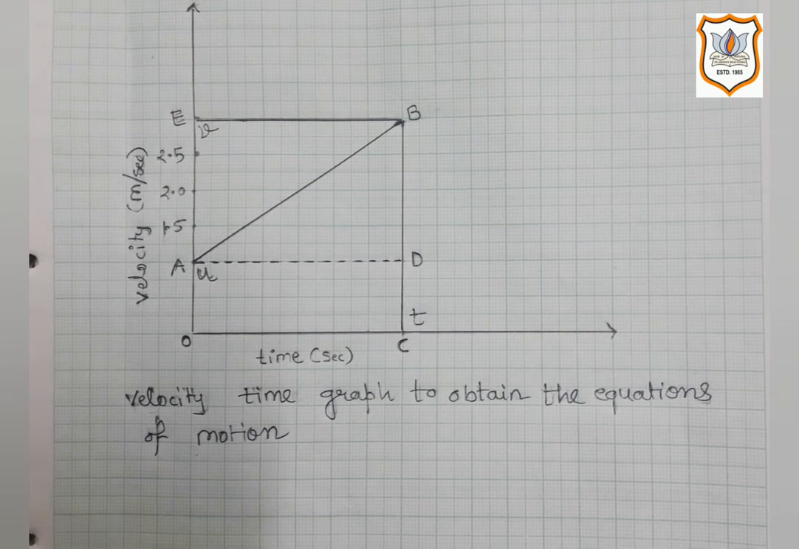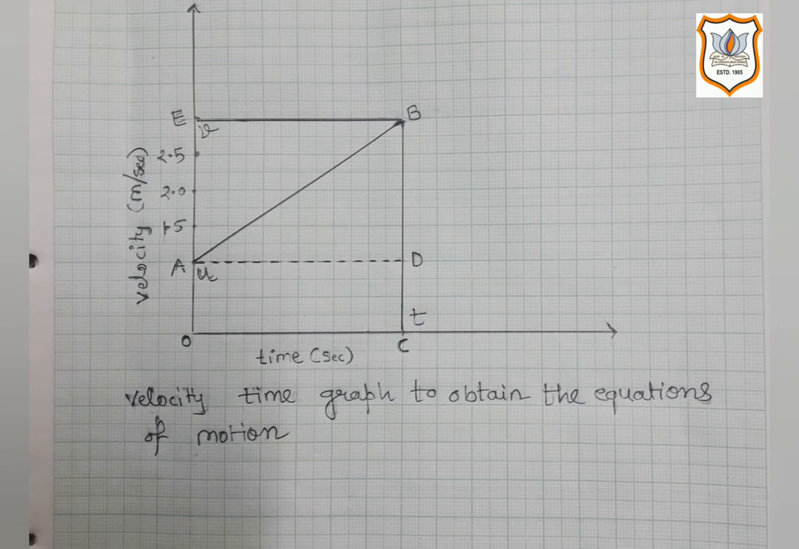The first one is v = u + at, second s = ut + (1/2)at², and third 2as = v² - u², where u is the initial velocity of the object moving under uniform acceleration a in time t, and v is the final velocity of the object covering the distance s in time interval t. So let us discuss all these equations one by one.